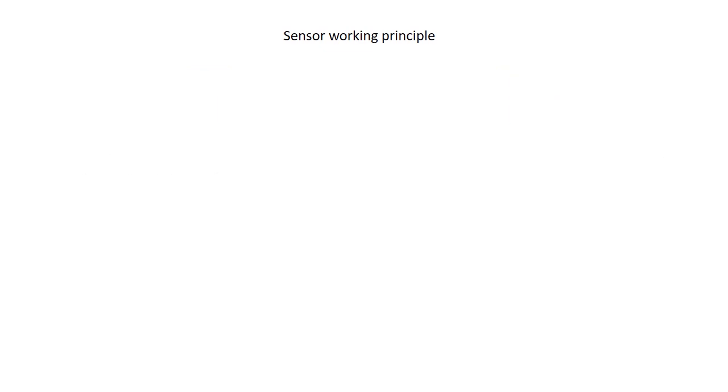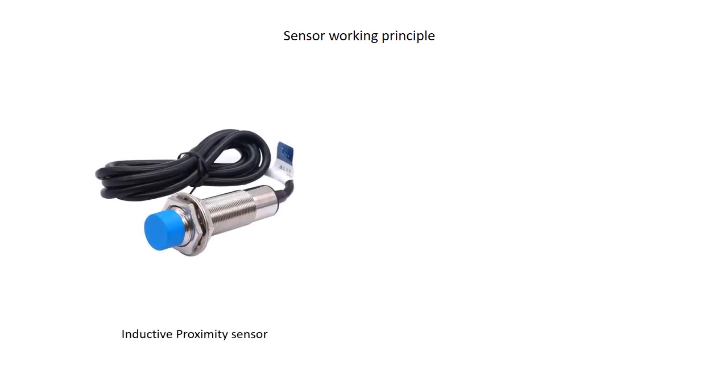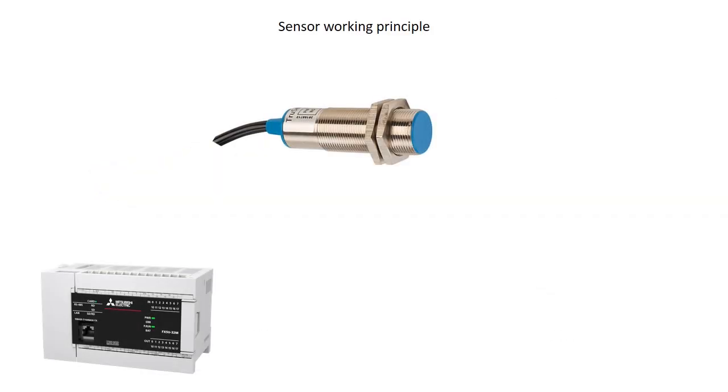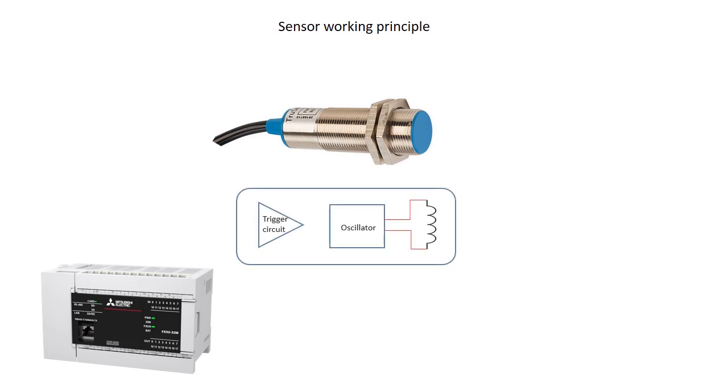In this section, we'll explore how industrial sensors work by focusing on two types: the inductive proximity sensor and the RTD sensor. First, let's look at how the inductive proximity sensor operates. The primary function of an inductive proximity sensor is to detect the presence or absence of metal objects without physical contact. The sensor has two main parts: an oscillator circuit and an internal coil. When the sensor is active, the oscillator generates a high-frequency AC current that flows through the coil, creating an electromagnetic field in front of the sensor.